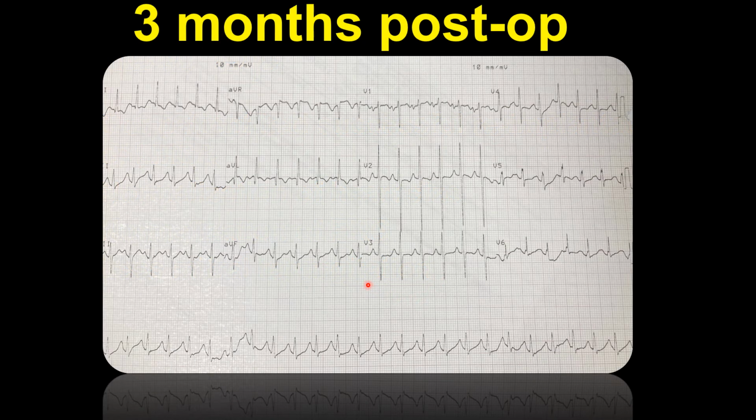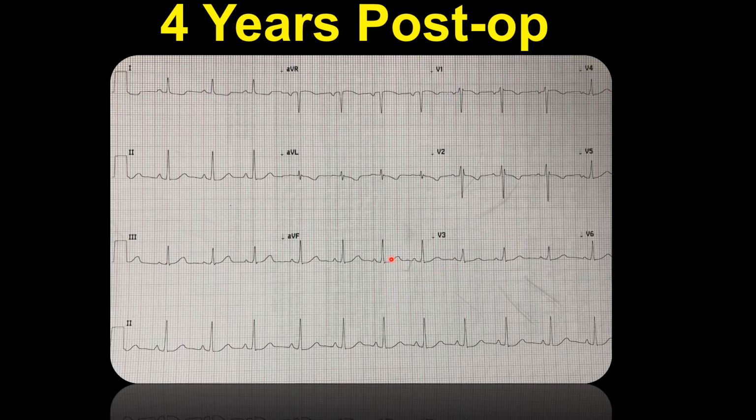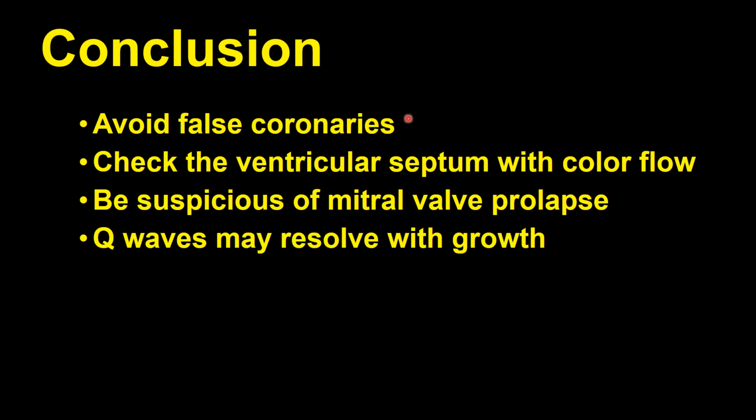So 3 months post-op, we can see the Q waves are getting smaller, and there's less voltage. But 4 years post-op, it's a completely normal EKG. So just because somebody has a normal EKG doesn't mean they don't have ALCAPA. So the conclusion then is to avoid false coronaries. Be sure and check the ventricular septum with color flow, and be suspicious of mitral valve prolapse. It might be more. And remember, the Q waves may resolve with growth. So just because you have a normal EKG doesn't mean you don't have ALCAPA.